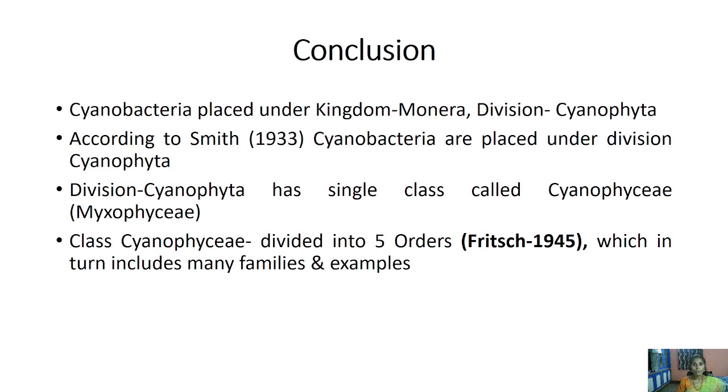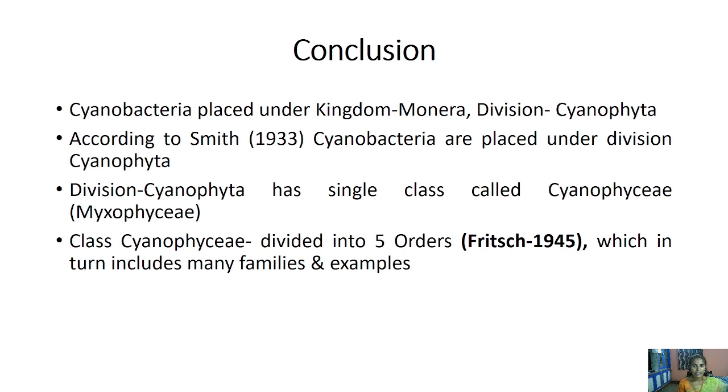So, coming to the conclusion of the topic, classification of cyanobacteria, I am going to conclude this session by recalling some of the points. All cyanobacteria are placed under kingdom Monera, division Cyanophyta. The division Cyanophyta has only one class Cyanophyceae. According to Smith, the cyanobacteria are placed under division Cyanophyta, where the division has a single class called Cyanophyceae, which is also called Myxophyceae.